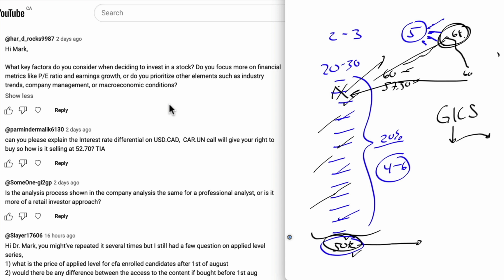What key factors do you consider when deciding to invest in a stock? You tell me what sub-industry I'm looking at, and I'll tell you what factors I would consider. There is no one short list. Do you focus more on financial metrics like PE ratio and earnings growth, or do you prioritize other elements such as industry trends, company management, and macro? It depends. I know that seems like the go-to answer when you don't have an answer, is it depends, but that is the answer. It depends.